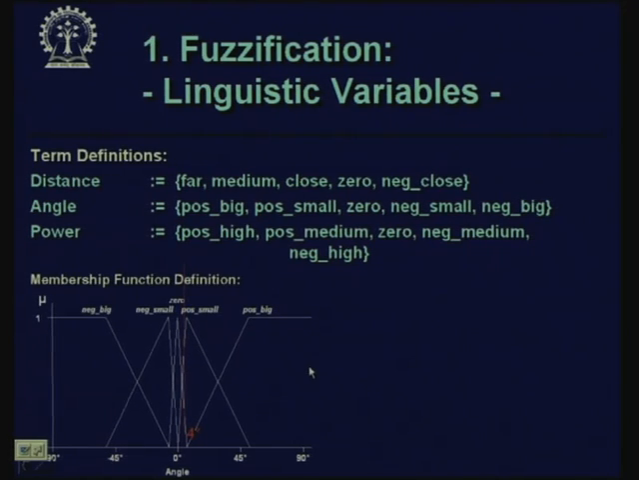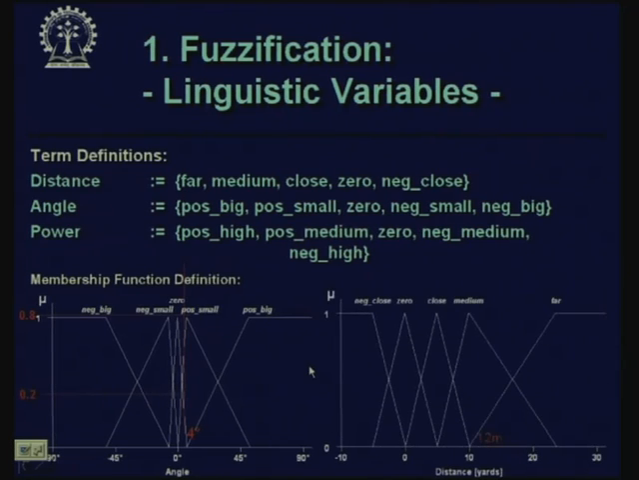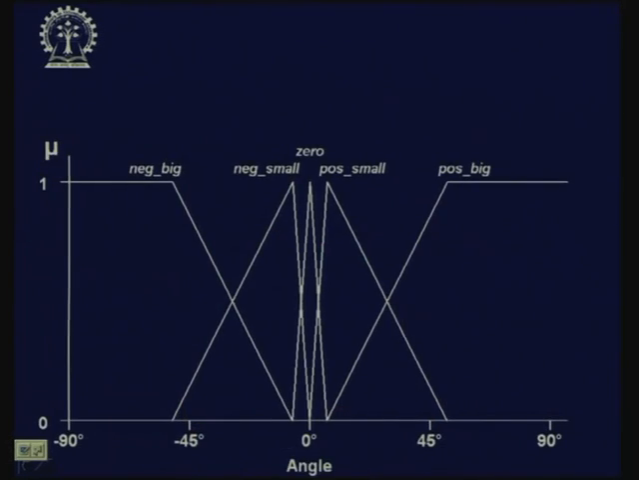All right. Now, before, say I can therefore define the negative big. Here on angle, the negative big is this fuzzy set, negative small is this fuzzy set, positive small is this fuzzy set. In this way I can define it.